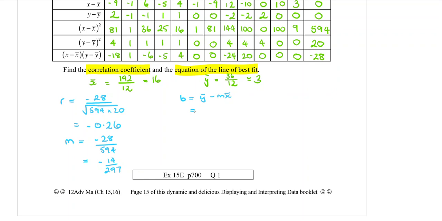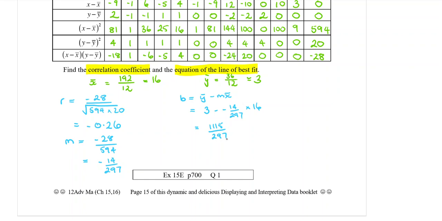So the average y was 3, right here. Y bar was 3. Then minus m, which I just found, was -14 over 297, times the average of x, which is 16. The two minuses become a plus, but you put it all in your calculator, and again, a horrible number, 1115 over 297. Almost feels like decimals would be better, but anyway.